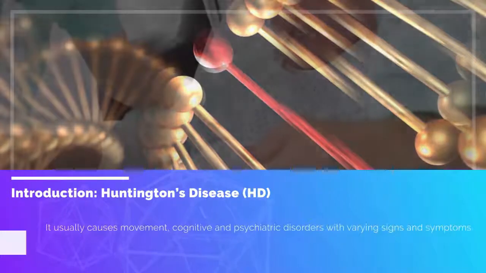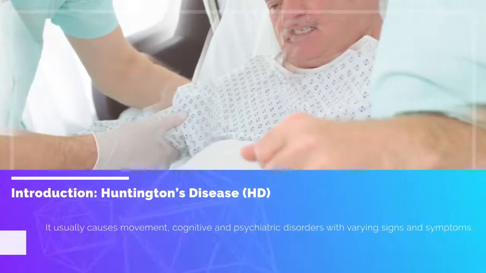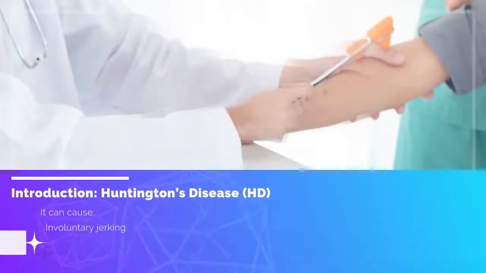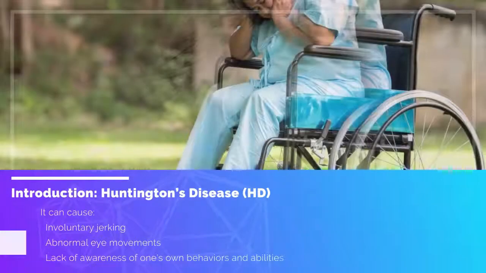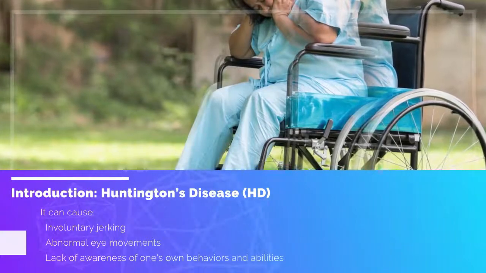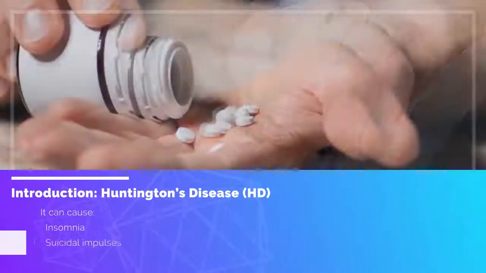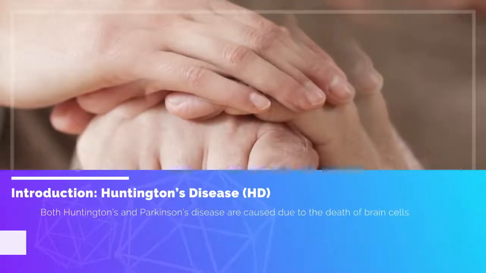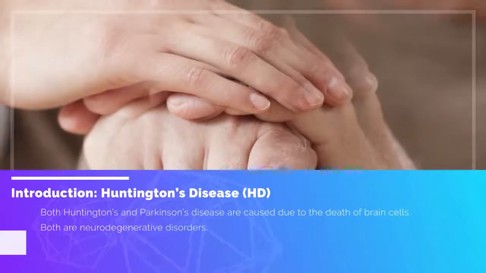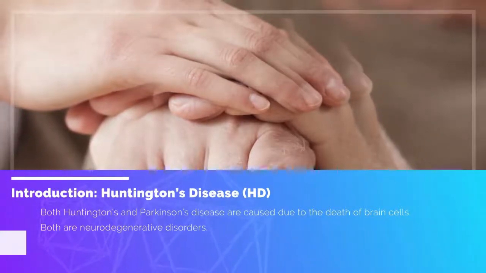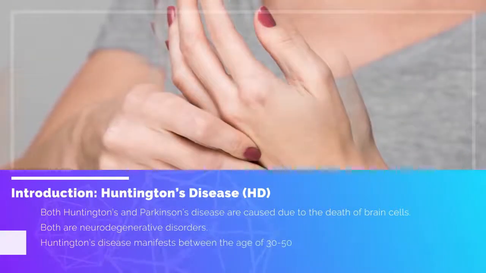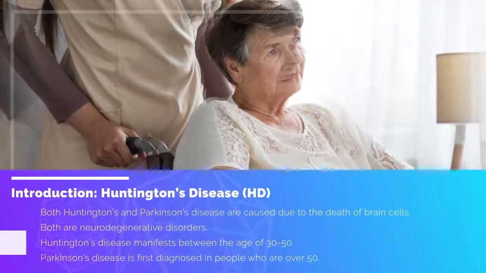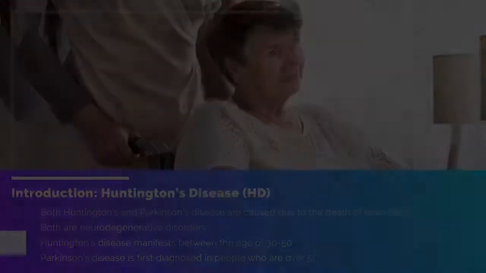Huntington's disease usually causes movement, cognitive and psychiatric disorders with varying signs and symptoms. It can cause involuntary jerking, abnormal eye movements, lack of awareness of one's own behaviors and abilities, insomnia, or even suicidal impulses. Huntington's disease and Parkinson's disease are pretty similar in nature, as both are caused due to death of brain cells and are neurodegenerative disorders, but Huntington's disease manifests between the age of 30 to 50 and Parkinson's disease is first diagnosed in people who are over 50.